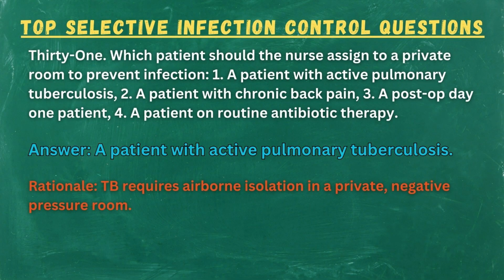31. Which patient should the nurse assign to a private room to prevent infection? 1. A patient with active pulmonary tuberculosis. 2. A patient with chronic back pain. 3. A post-op day 1 patient. 4. A patient on routine antibiotic therapy. Answer. A patient with active pulmonary tuberculosis. Rationale. TB requires airborne isolation in a private, negative pressure room.